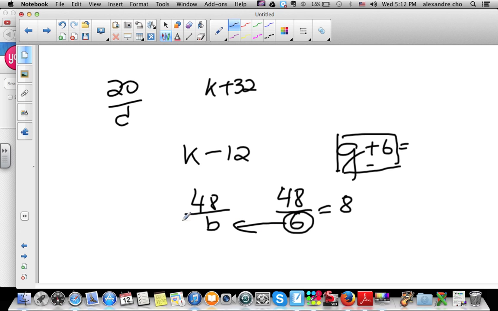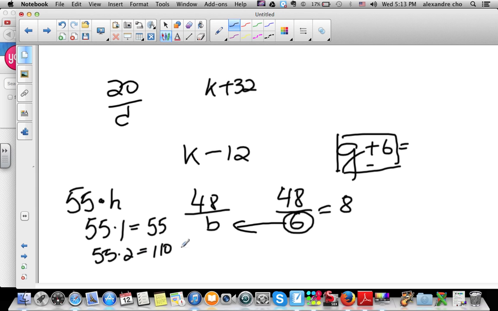Eli is driving at a speed of 55 miles per hour. Let H represent the number of hours he drives. So he drives 55 miles per hour every hour. If it was 1 hour, you would take the H out. So in 1 hour, 55 times 1, he drove 55 miles. But if he drove 2 hours, 55 times 2 would be 110 miles. And so forth. So you can actually test out your expression to see that it makes sense.